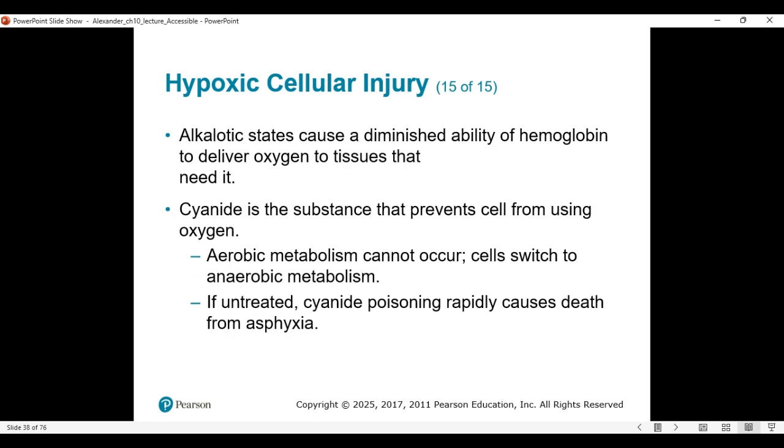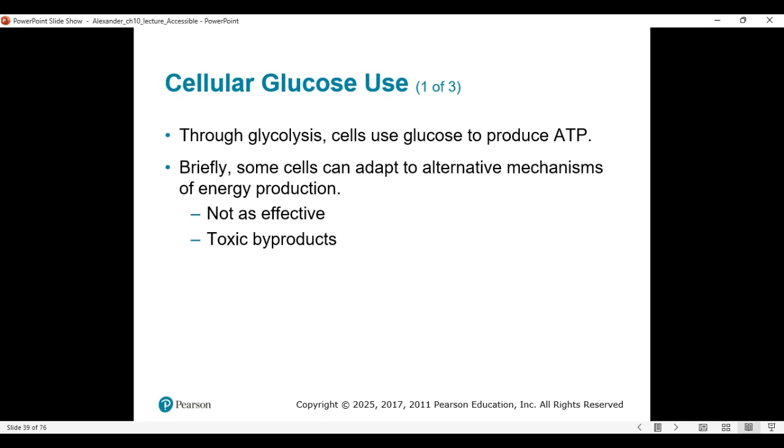Alkalotic states can diminish the ability of hemoglobin to deliver oxygen to the tissues as needed. We talked about earlier how acidotic or alkalotic states can cause the oxygen not to bind to the hemoglobin, or not to be able to stay bound, so it won't get to the cellular level. Cyanide is a substance that prevents cells from using oxygen. Anaerobic metabolism can occur. Cells switch to anaerobic. If untreated, cyanide poison rapidly causes death from asphyxia because it'll bind to the hemoglobin and won't let the oxygen bind to it.